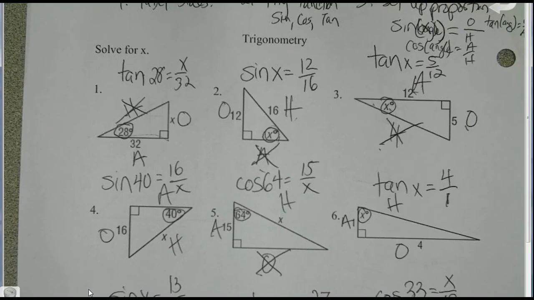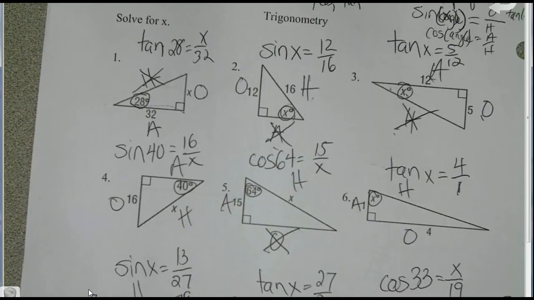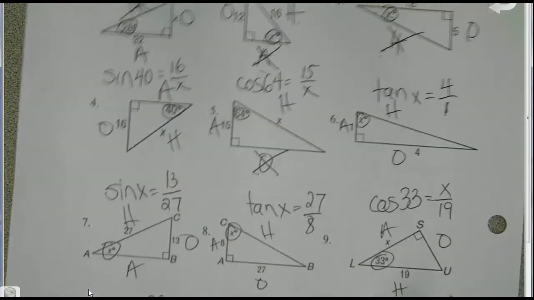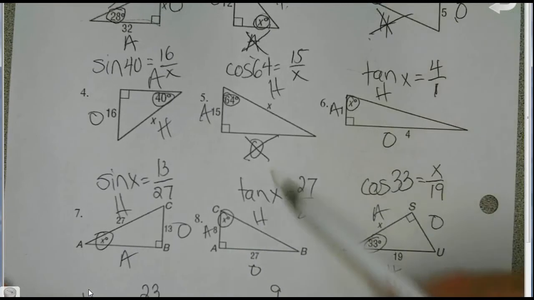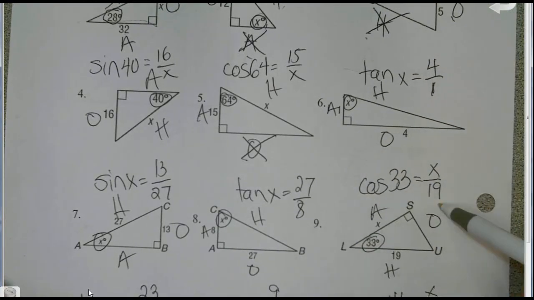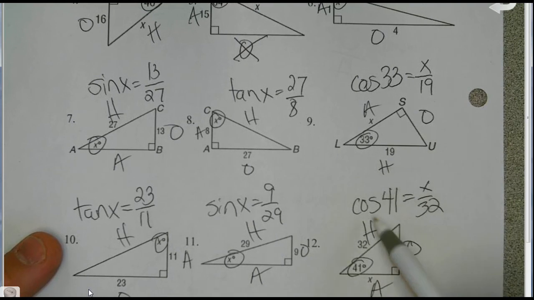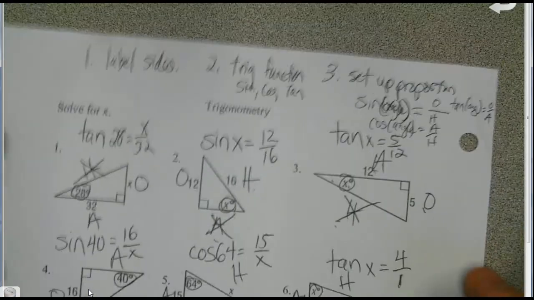Alright guys, so hope you got your ratios correct. Number 4 was the sine of 40 equals 16 over x. Number 5, cosine of 64 equals 15 over x. 6, tangent of x equals 4 over 1. 7, the sine of x equals 13 over 27. 8, the tangent of x equals 27 over 8. 9, the cosine of 33 equals x over 19. 10, the tangent of x is equal to 23 over 11. 11, the sine of x is equal to 9 over 29. And 12, the cosine of 41 is equal to x over 32.